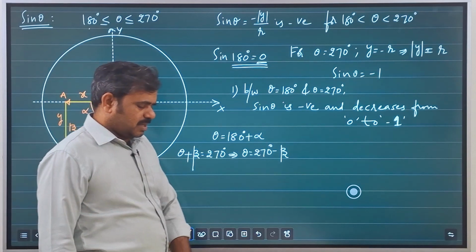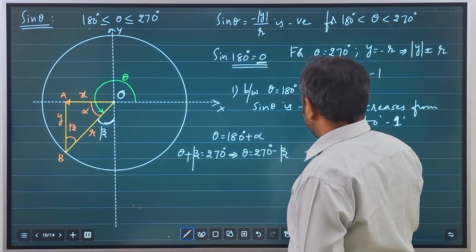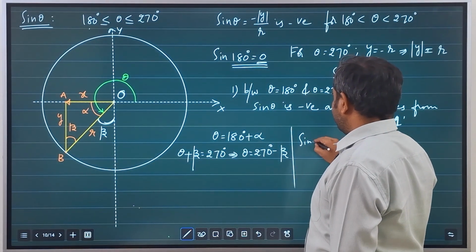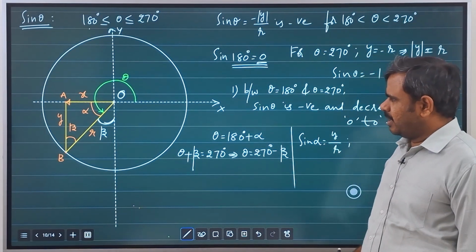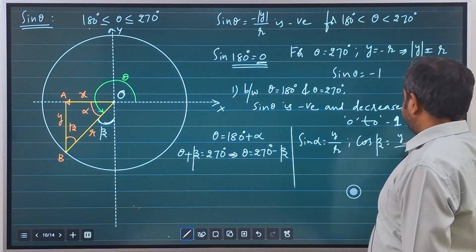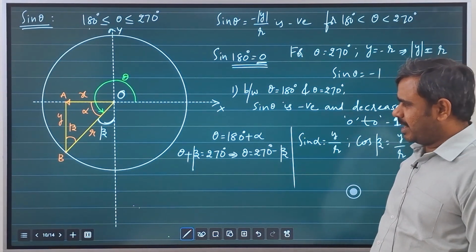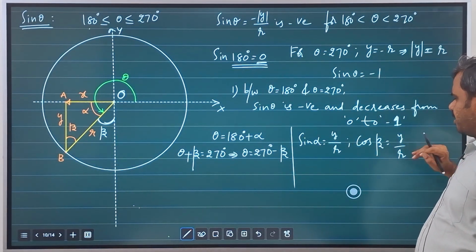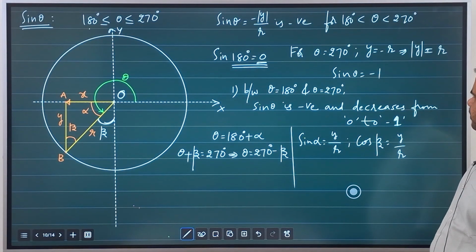Write the sine alpha and cos beta values. We want y by r. Sine alpha is equal to y by r. Cos beta is equal to y by r. Look at the figure. Y is the opposite side to angle alpha, but the adjacent side to angle beta. So cos beta is equal to adjacent side by hypotenuse. Sine alpha is equal to opposite side by hypotenuse.